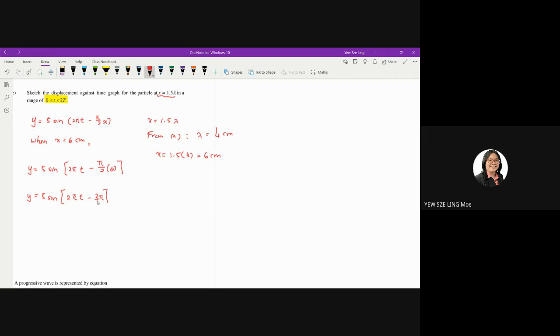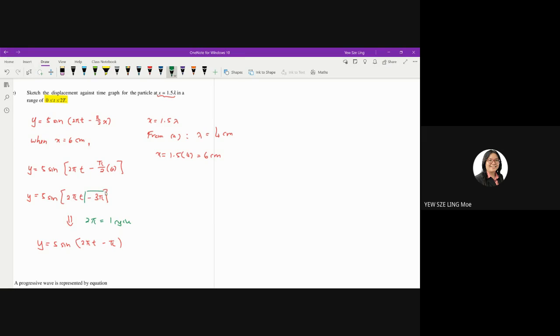Because minus 3 pi means your initial phase angle is 360 plus 180, so it's 540 degree. You can actually minus 2 pi from the equation. You can simplify it into y equals 5 sine 2 pi t minus pi. Actually minus 3 pi and minus pi both start from the same position. Why? Because 2 pi equals 1 cycle. So after you minus 1 cycle, they're still going to start from the same position.